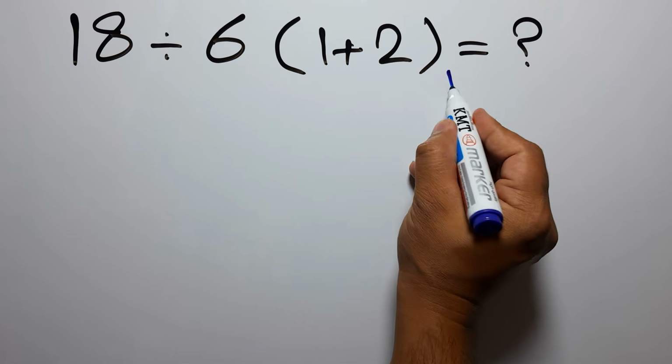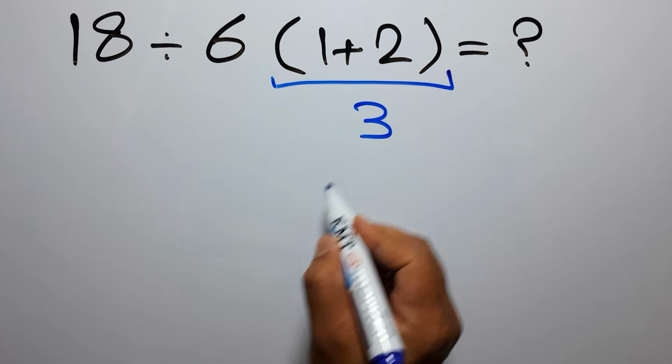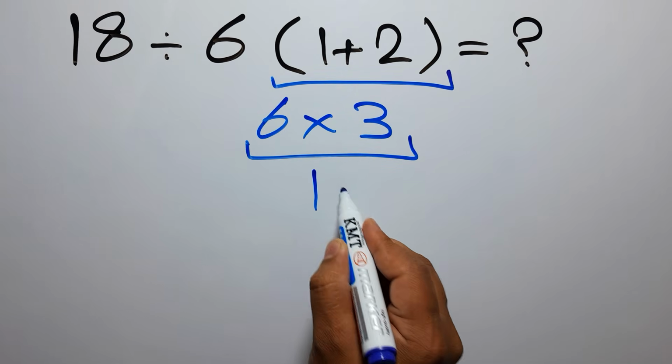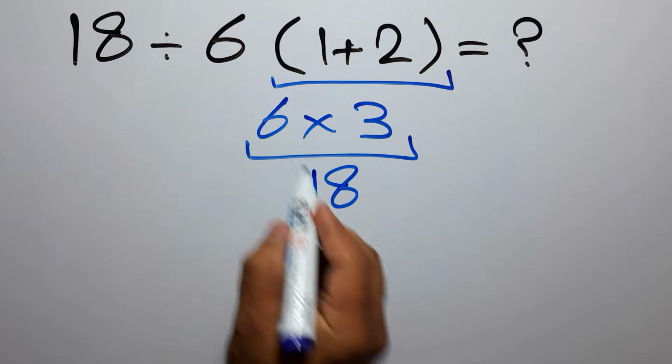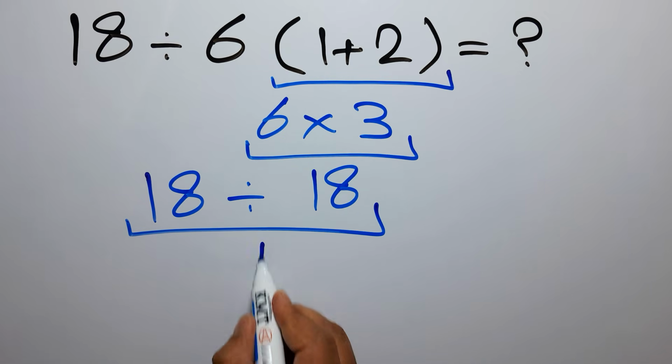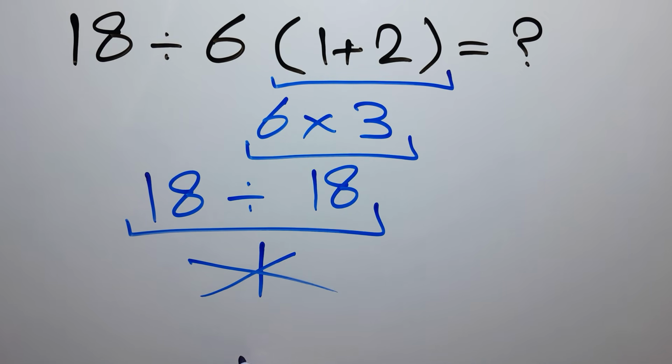1 plus 2 gives us 3. And 6 times 3 equals 18. So 18 divided by 18 is just 1. But this answer is not correct.